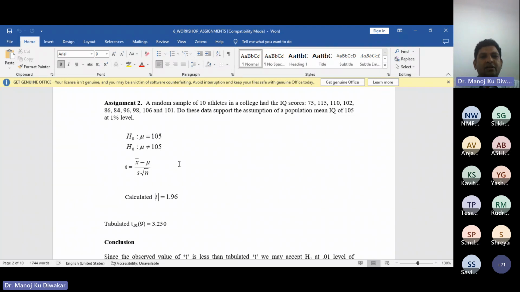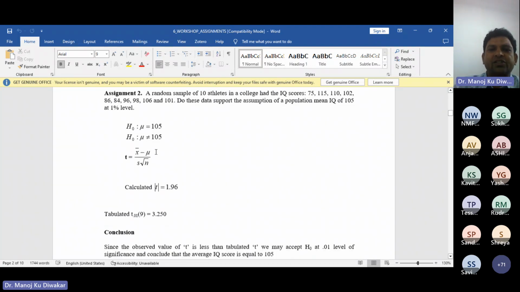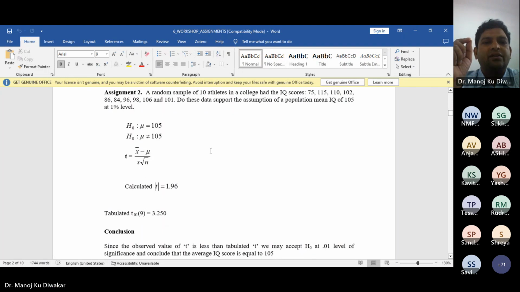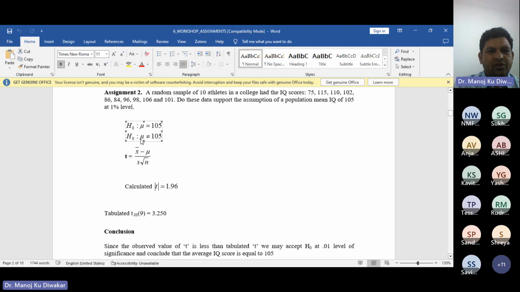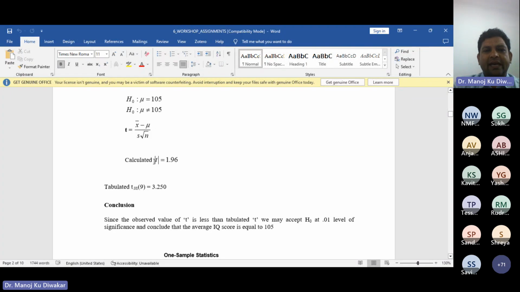Okay. So H naught is your null hypothesis that mu is equal to 105, and this is your H1, which is mu not equal to 105. So t is x bar minus mu by s by root n. Okay, and this is your calculated t.